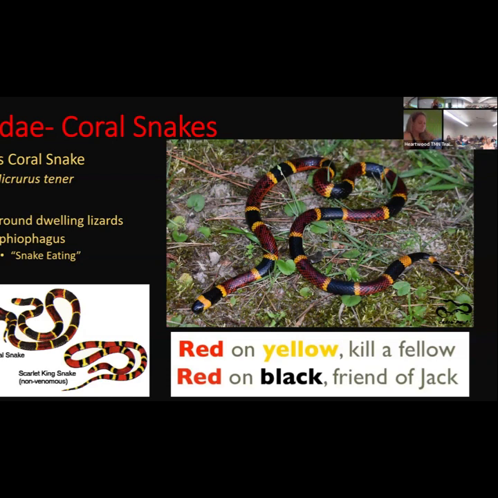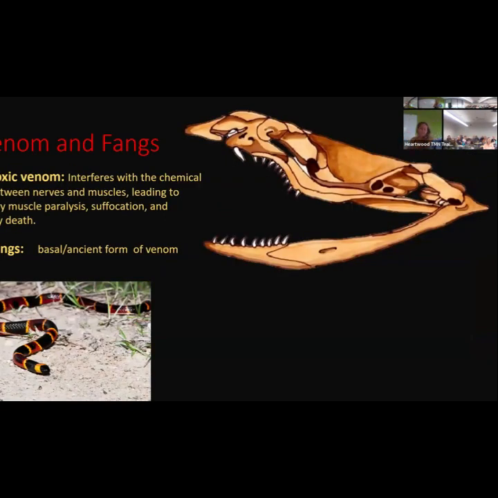So this is a picture of the skull of our coral snake. That is the fang. If it was a rattlesnake, the fang would be folded back like this. So that fixed fang right there, that's how cobras are. They have fixed fangs. And they have neurotoxic venom, which is going to affect your nervous system.